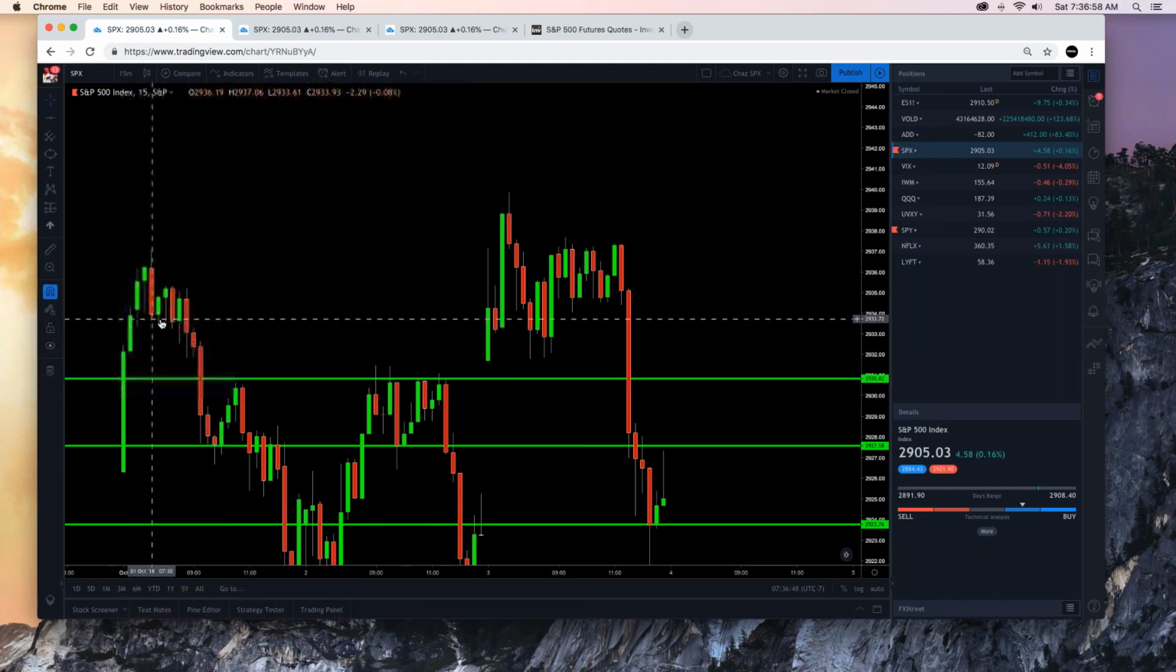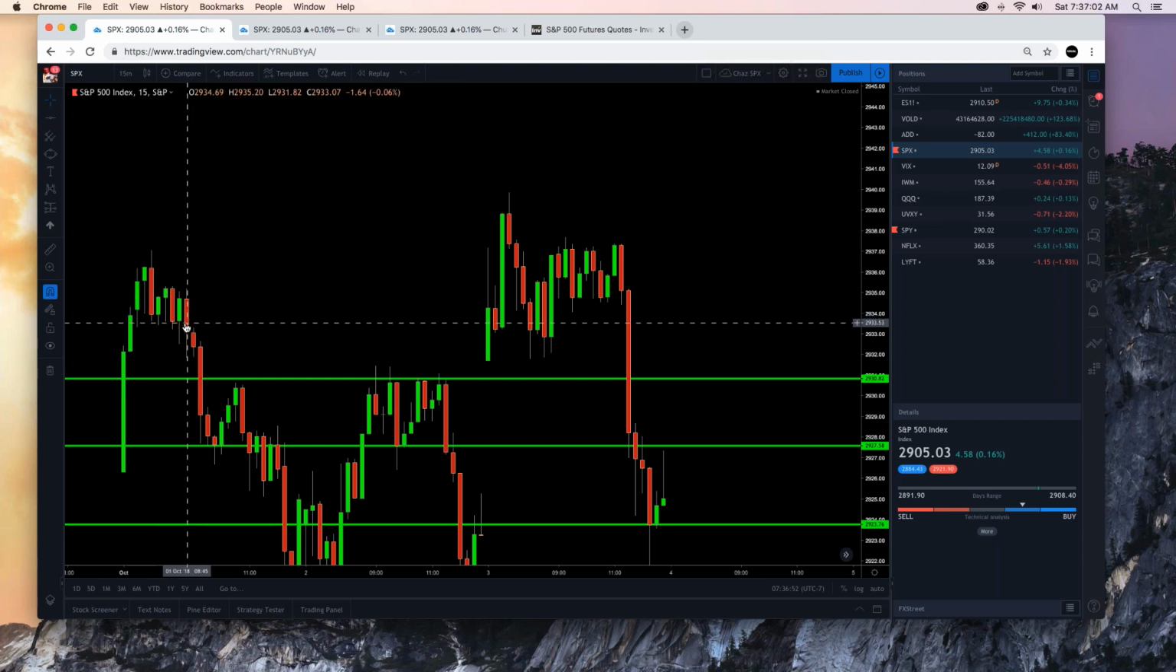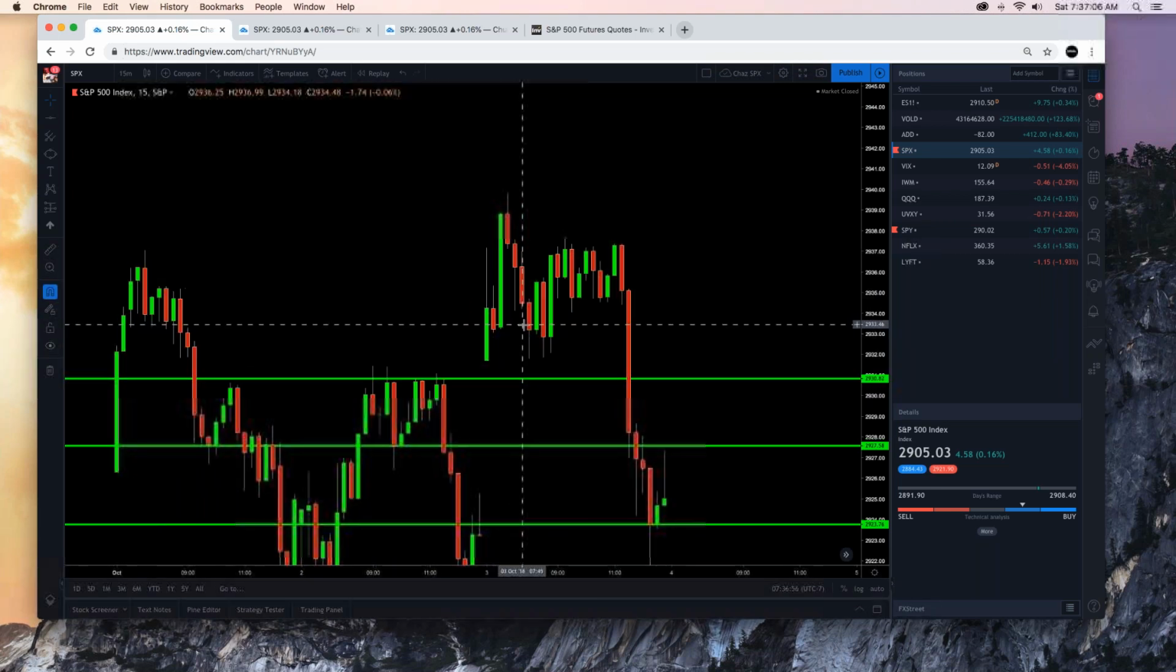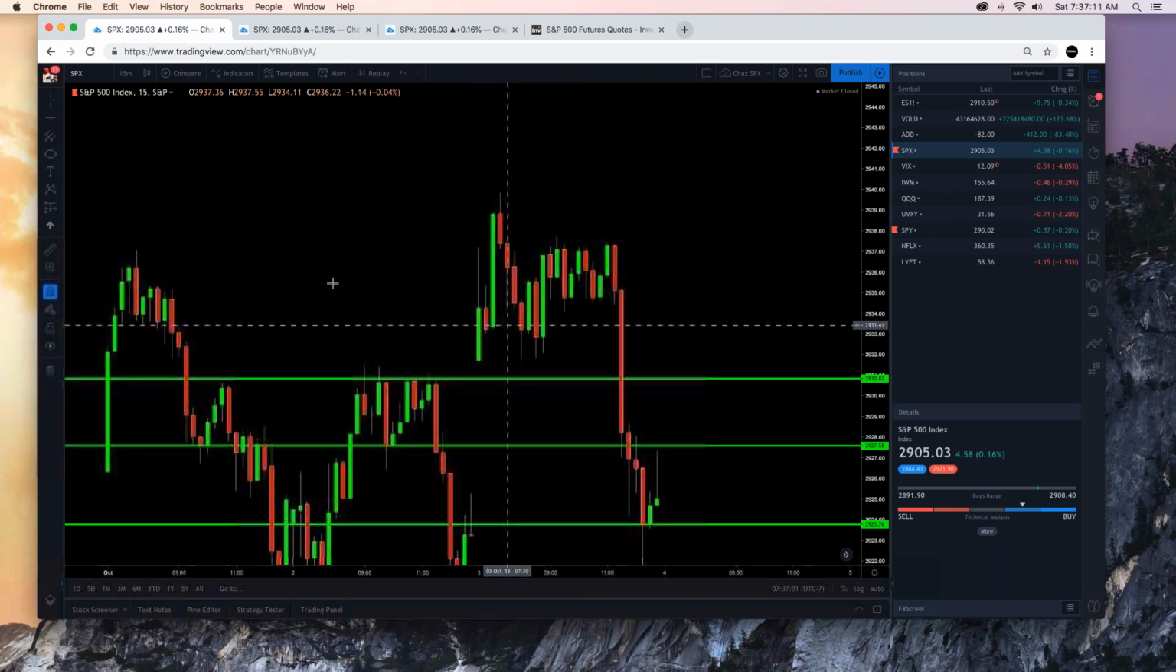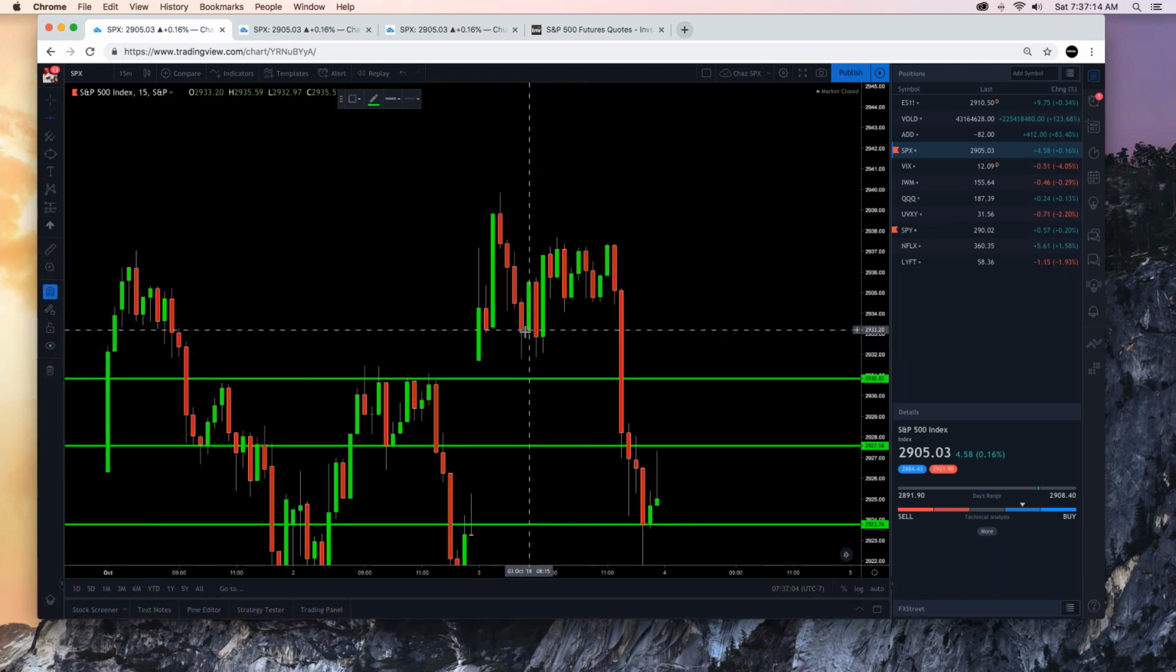This is October 1st. 1, 2, 3, 4, 5, 6, 7, 8, 9 candles around that 29.33 level. We come back here to October 3rd. 1, 2, 3, 4, 5, 6, 7 candles in that same exact price range. What are we going to do? We're going to draw another upside level right there.